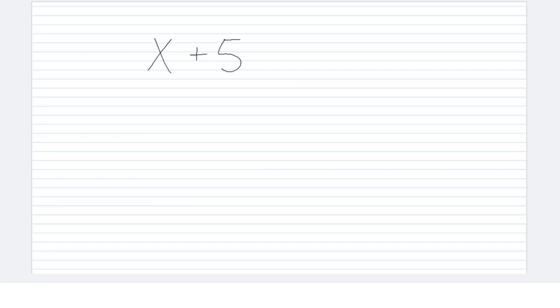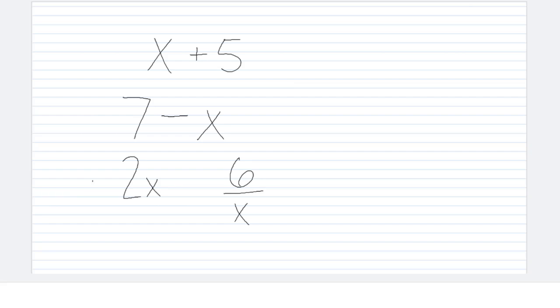How about another? 7 decreased by a number. 7 decreased, that's subtraction, by a number. So we just pick our variable. 7 decreased by a number. Twice a number. Twice a number, that's multiply, so twice a number. And we also would have 6 divided by a number. 6 divided by a number. So those are just a few simple phrases we can go through.